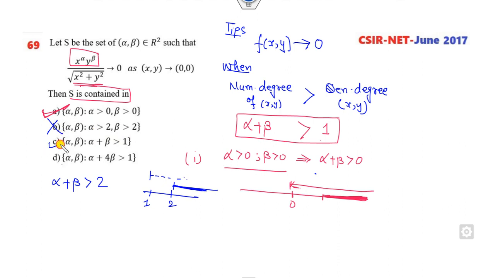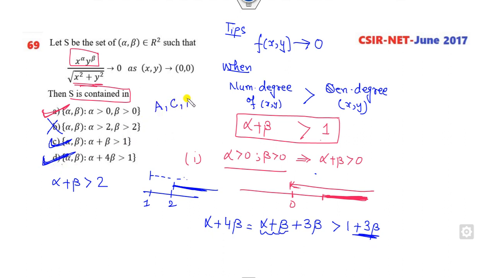Third is obviously satisfied. Fourth: I check whether it's greater than 1 or not. If I write this number as greater than 1 plus 3 beta, what is the meaning of that? This number is greater than 1 times of this. So definitely this is contained in here. So the right answers are A, C and D for this problem.